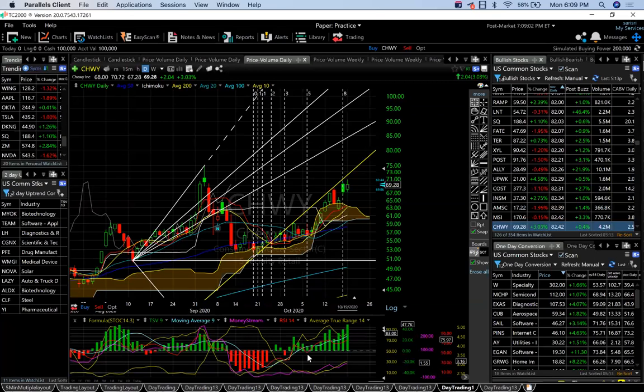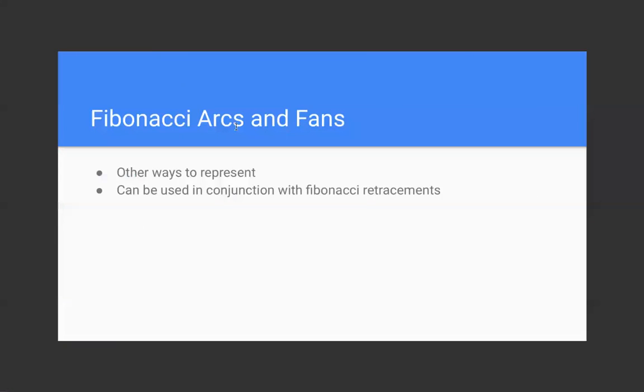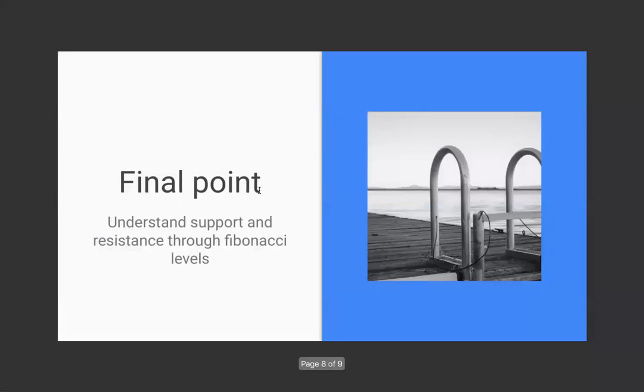But to be honest with you guys, I don't use these fans and arcs. I just use retracements, extensions, and time zones. I just wanted to show you these are also available if you want to use them. I think that's pretty much what I wanted to cover here today.